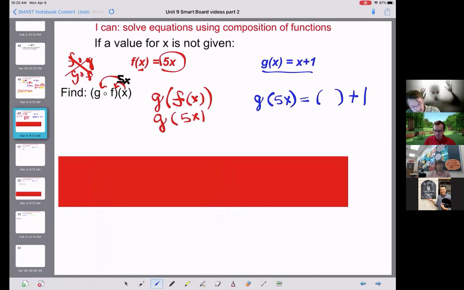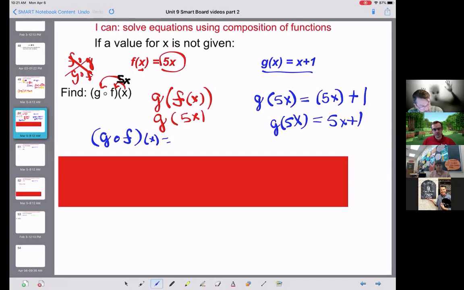So I'm going to go to where this x was, and I put parentheses and replace it with 5x. And now I say, okay, in this case, can I add 5x plus 1? And the answer is no, but I can drop the parentheses, so I know that g of 5x equals 5x plus 1, because variables come before constants. So the answer should have been g of f of x equals 5x plus 1.